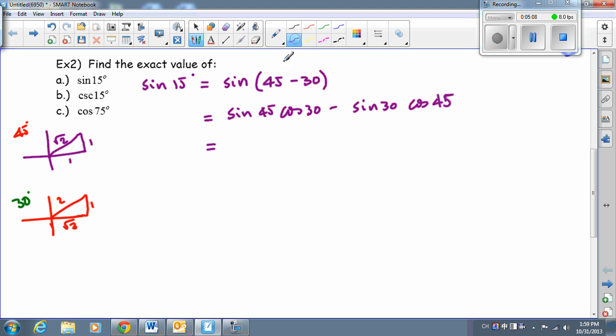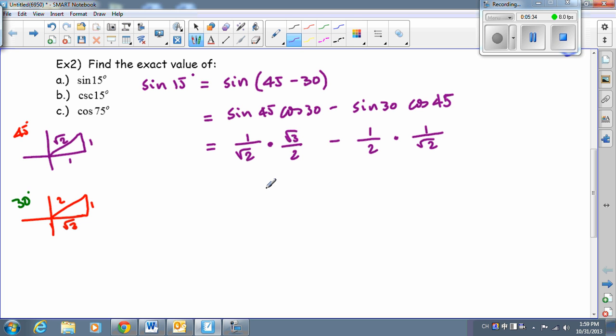Let's go ahead and replace each by its value. The sine of 45 is 1 over root 2. The cosine of 30, I look here and it's square root of 3 over 2. Minus, note that this is a product. Minus the sine of 30. The sine of 30 is actually 1 over 2. And the cosine of 45 is 1 over square root of 2.